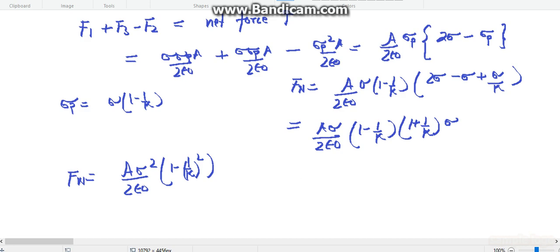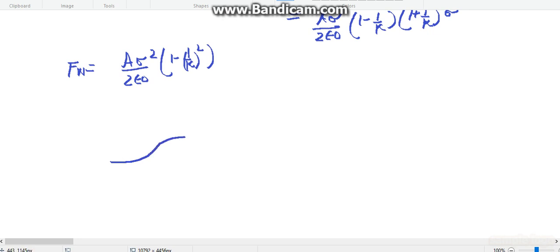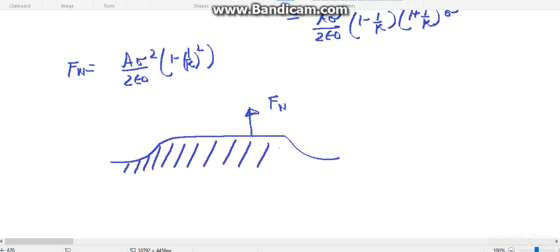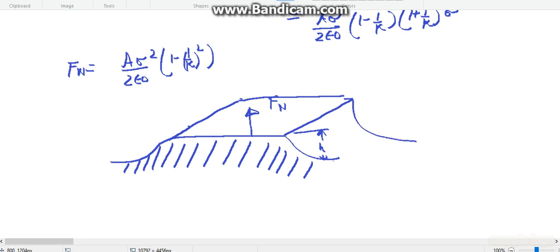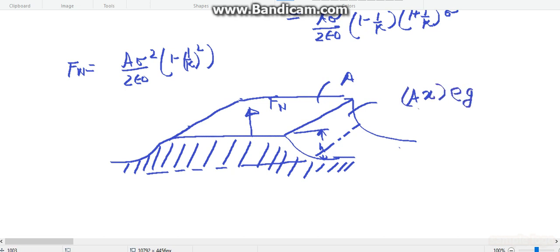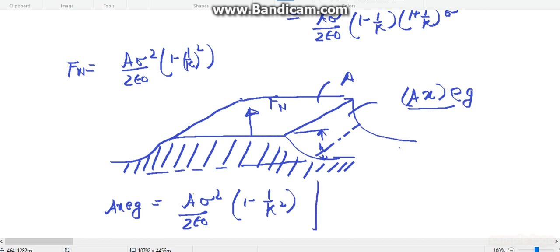This is the value of the net force, and this net force acting on the dielectric is able to lift it by a height h. What is the weight within this height? If you look at it in three dimensions, this is the dielectric and this is the height. The total weight is the area times the height x, which is the volume, and density makes the mass, and g makes the weight. So A x rho g is equal to A sigma square upon twice E0 times 1 minus 1 upon k, whole square. A gets cancelled, and we get x equal to sigma square upon twice E0 rho g.